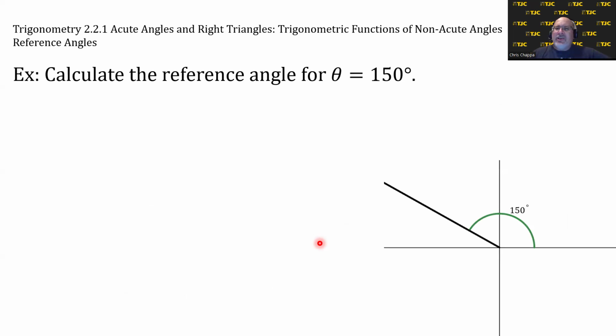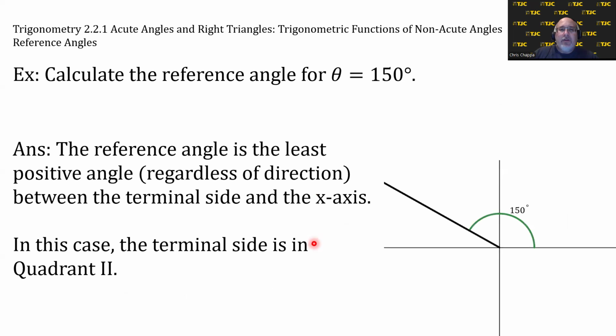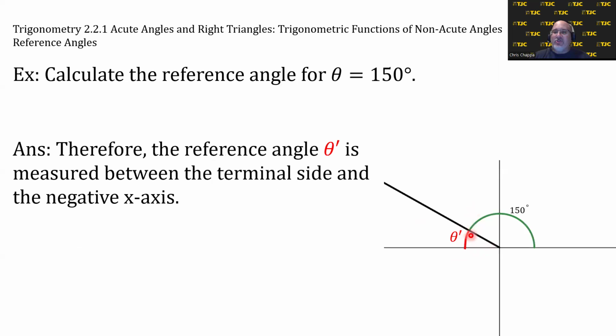For example, let's calculate the reference angle for theta equals 150 degrees, whose picture we see here. The reference angle is the least positive angle, regardless of direction, between the terminal side and the x-axis. In this case, the terminal side is in quadrant 2. And here's the x-axis. So the smallest angle is going to be in this little corner here. This is the reference angle theta prime, and it's measured between the terminal side and the negative x-axis. So how big is that?